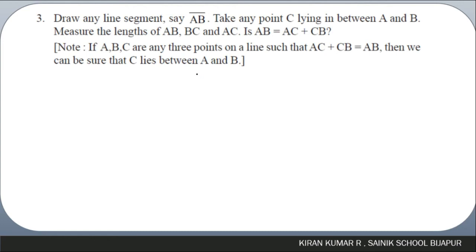I'll tell another concept related to this situation. If many points are on the same line, then those points are called collinear points. Let us consider a line segment AB. Roughly I am drawing a line segment AB.